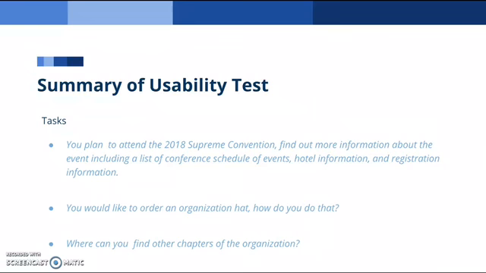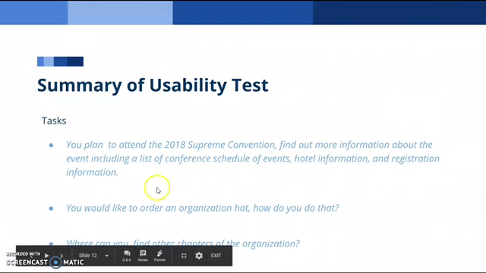Where can you find other chapters of the organization? This was a little bit trickier because users had to look through the quote-unquote navigation pane. As they were looking through, they noticed that a lot of the links shared similar names, so they had to go through and click on each link that they thought maybe pertained to different chapters of the organization.